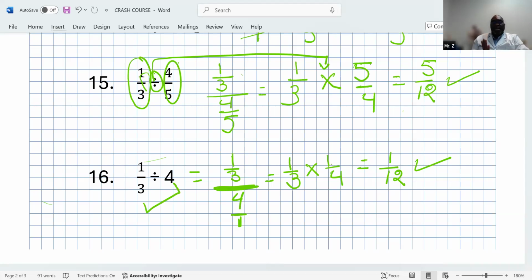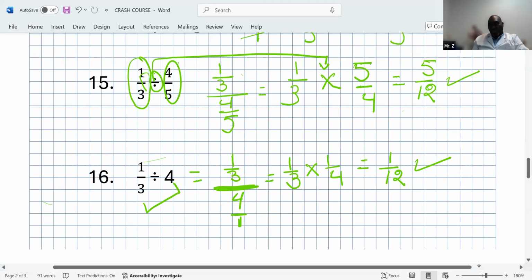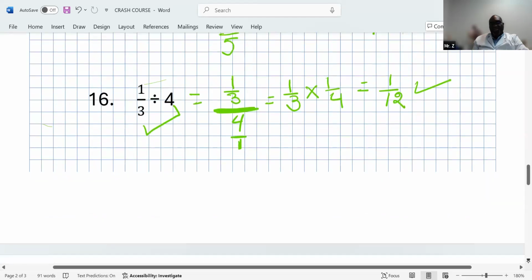But these are math facts. This right here is the general rule. Just go ahead and put 1 over 4. Then it becomes a case of a fraction divided by a fraction. Then you're going to get 1/3 divided by 4 over 1. Flip it, it will become 1/3 times 1/4, it gives you 1/12. Okay, let's go down there and deal with number 17.